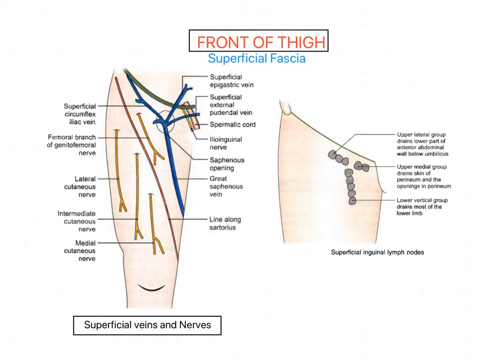Dear students, welcome back. In this session, we are going to discuss the front of the thigh. This is one of the regions in the lower limb. Now we will see the introduction for the front of the thigh. Normally, the front of the thigh extends between the hip and the knee joints.